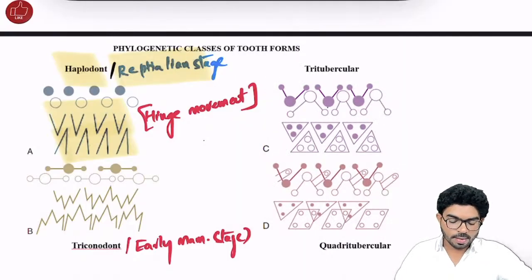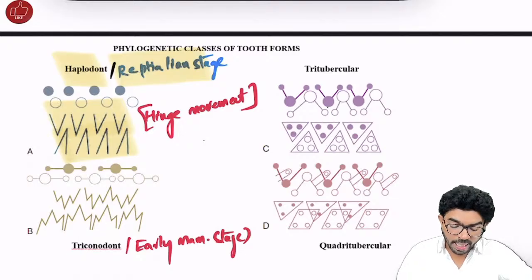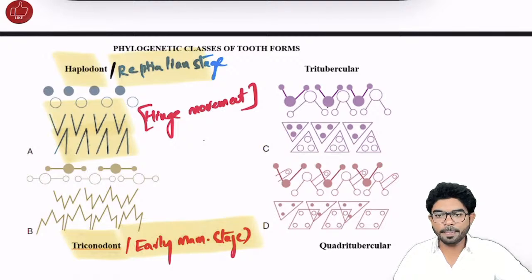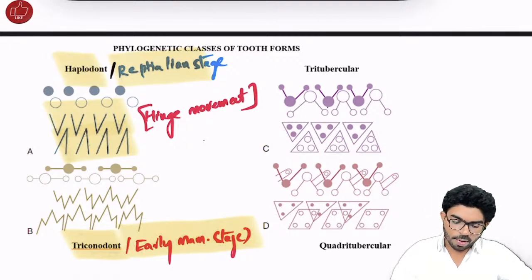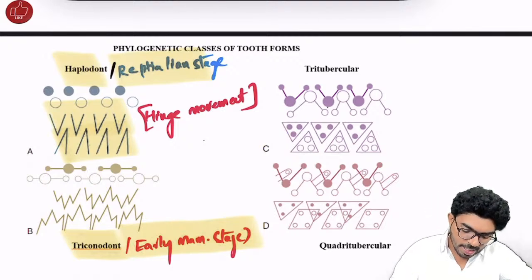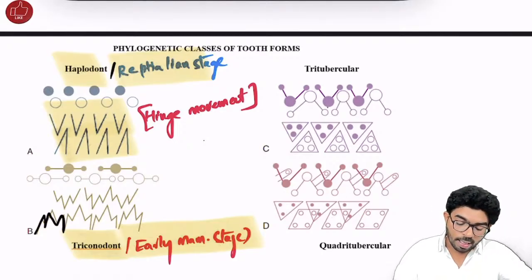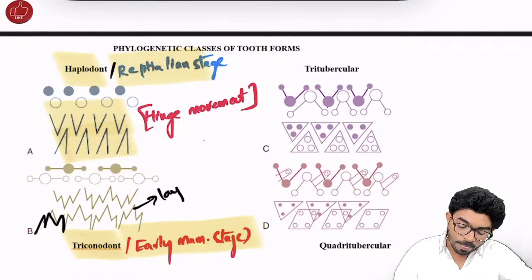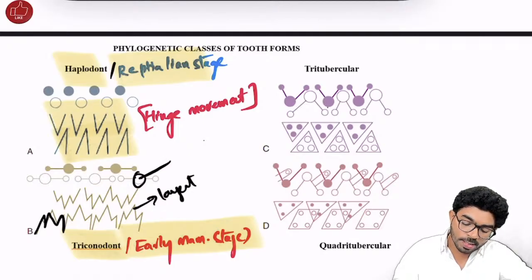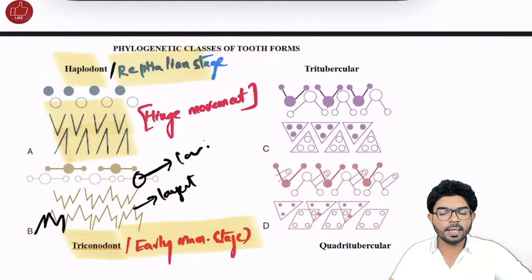Then the second one is called triconodont, which is most commonly seen in the case of early mammals. And this triconodont is going to have 3 cusps. You can see nicely 3 cusps arranged one after another. And the central one is the largest cusp, and on either side you are going to have the smaller cusps. This is called triconodont.